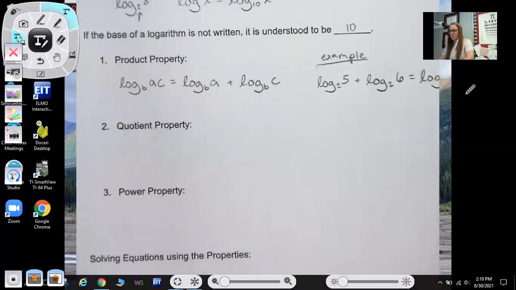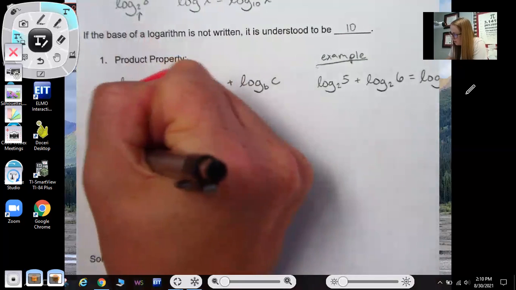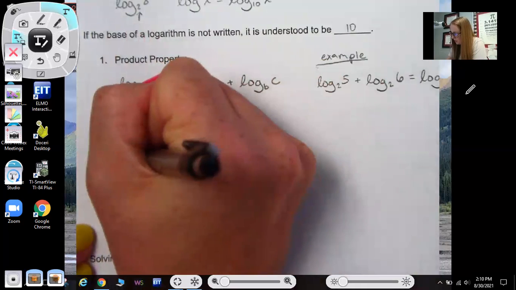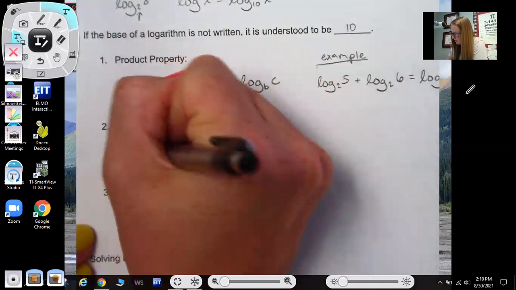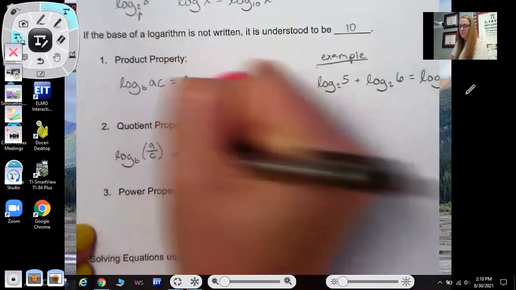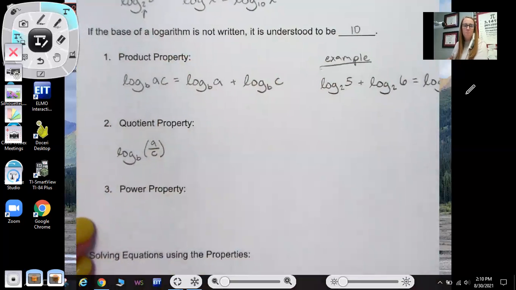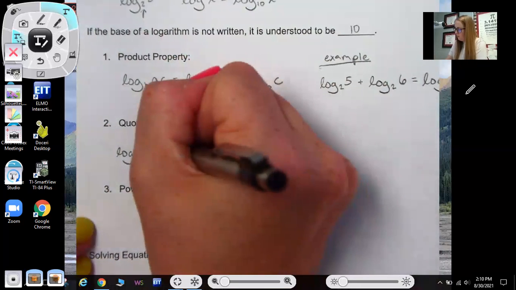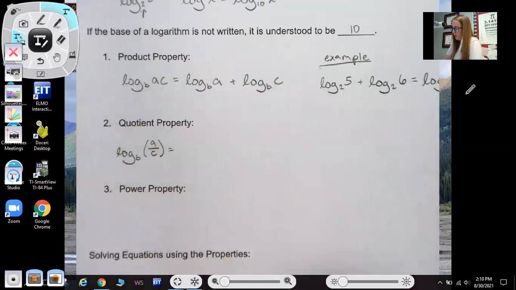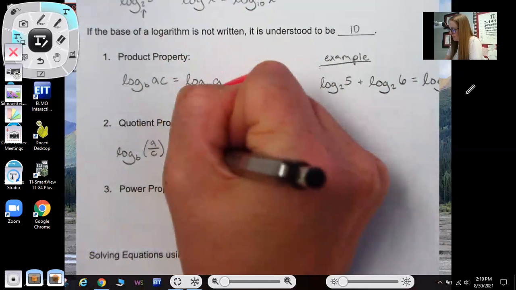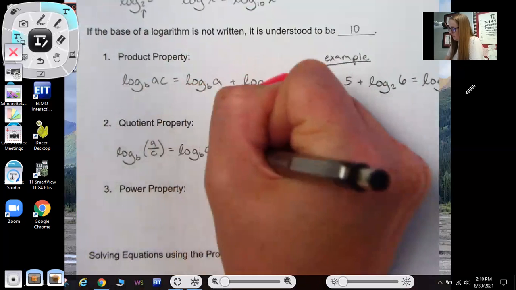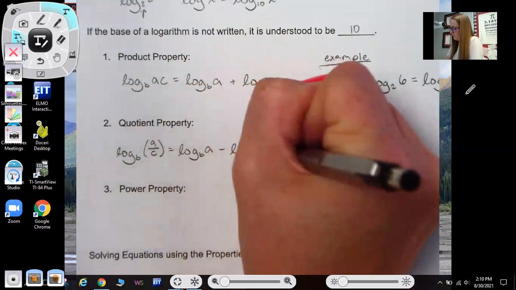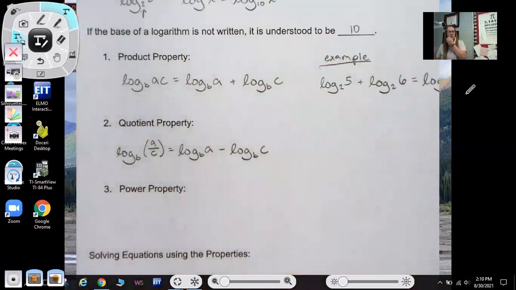Okay, the quotient property. If you have log base b of a divided by c, we can split this up into 2 logarithms, log base b of a minus log base b of c. So addition and multiplication go together, and then we have subtraction that goes with division.